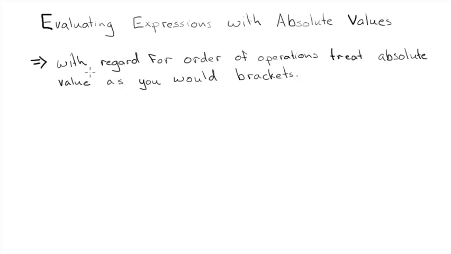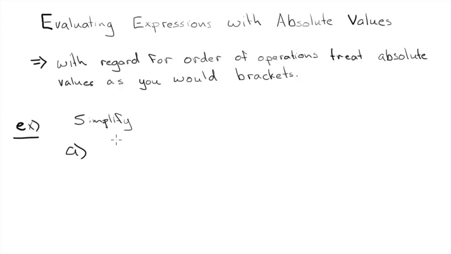Okay, in this video I'm going to do a couple examples where we're evaluating expressions that contain absolute values. What you're going to have to keep in mind with regard to order of operations is to treat absolute values as you would brackets. If you remember BEDMAS, brackets go first, so absolute values are going to go first. So we're going to want to simplify or evaluate these first.